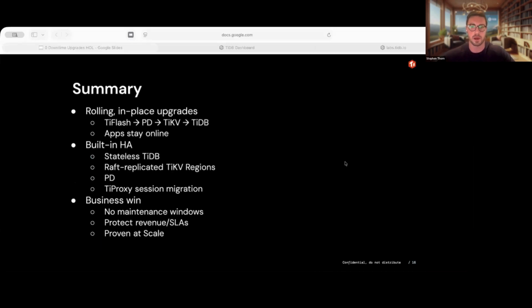So recapping what we talked about today, upgrades on TiDB are rolling and online by default, leading to zero-downtime operations. HA is built in by default. Data is safe and consistent during all operations. The business wins with protected revenue and happier customers, and then engineering wins with lower complexity, automatic failover, and faster adoption of features.